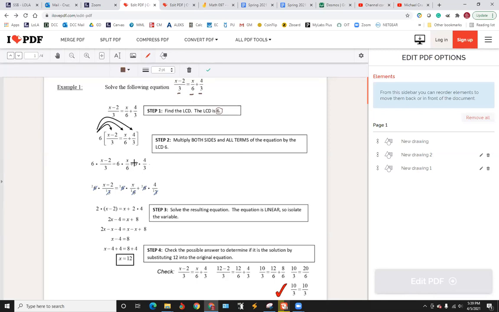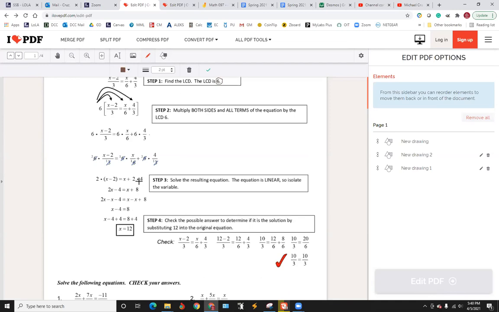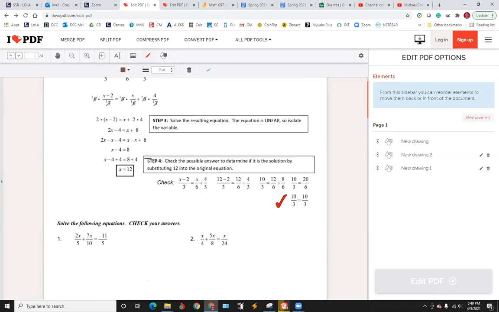And then here again, 6 times 4/3. 3 goes into 6 twice. 2 times 4 is 8. So it's going to be 8 down here in the next step. And you've got to remember, when you multiply something in parentheses like that, you have to multiply both terms. 2 times x, 2 times -2: 2x minus 4. The x just comes down, and 2 times 4 is 8. And then after that, it's just a normal equation.